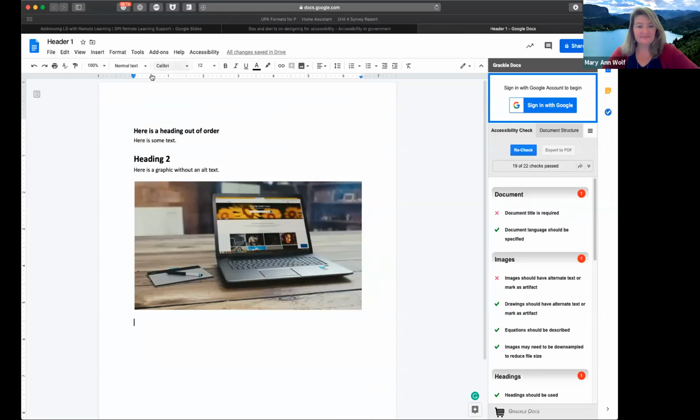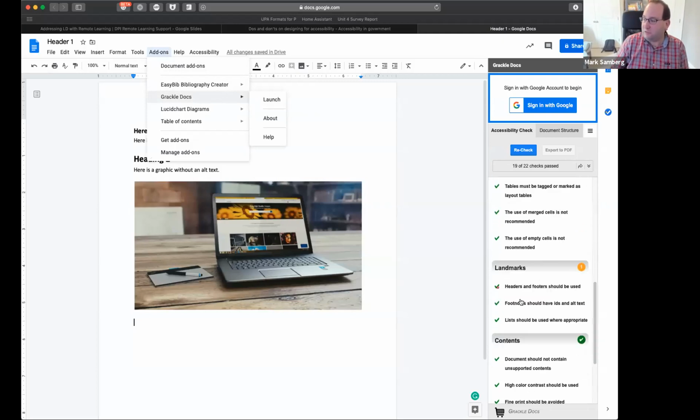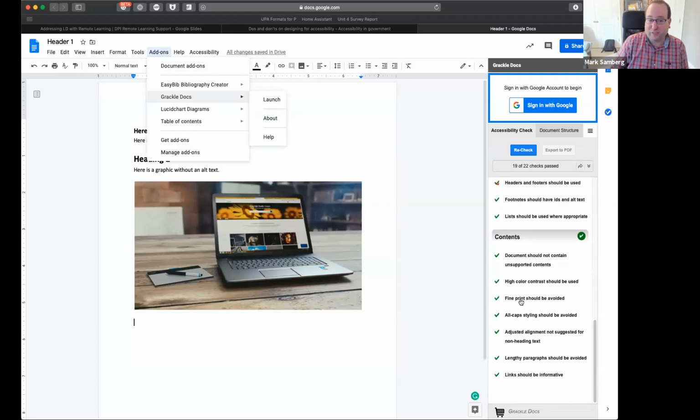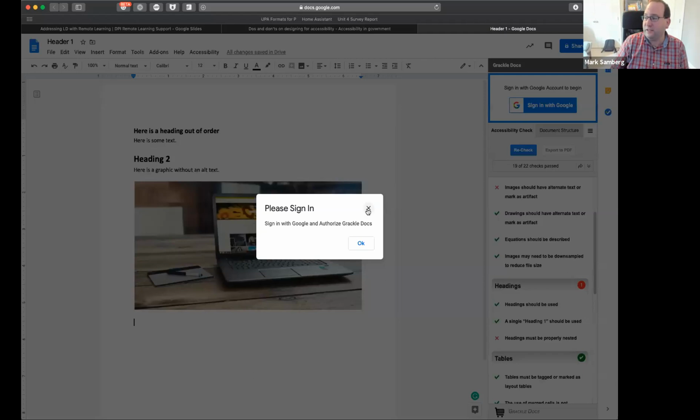All right, so once you go to the add-ons menu, go to Grackle Docs and launch it. And then it will check your document to make sure that it is accessible to all students. And it will give you tools and suggestions for how to fix it.